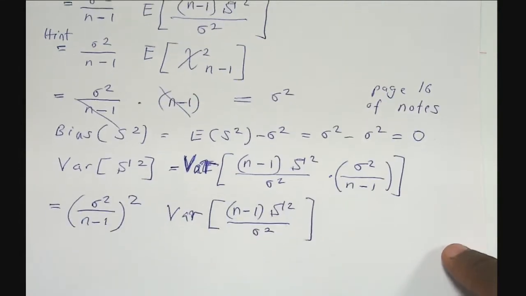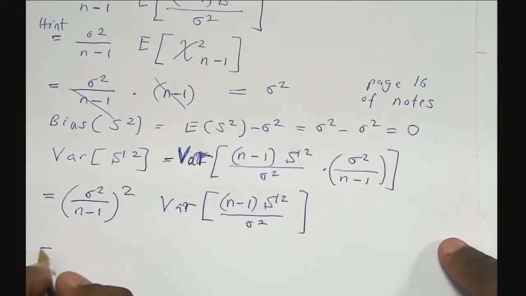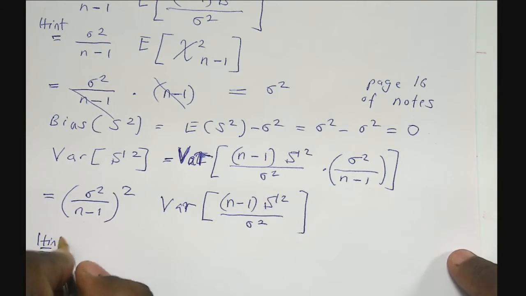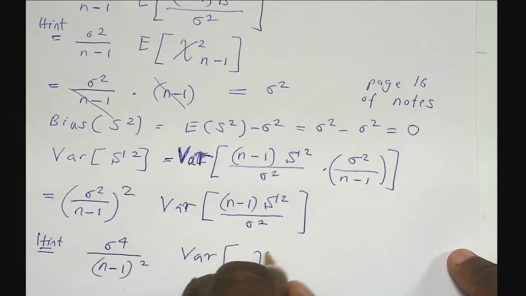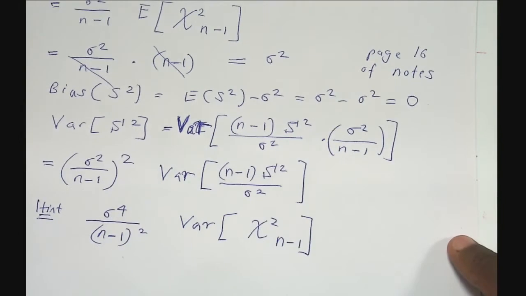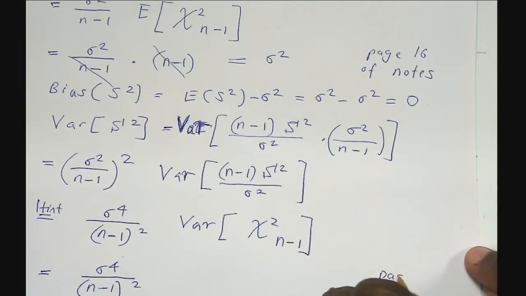Okay. Now by the hint, one more time, this is the variance of a chi-squared variable with n minus 1 degree of freedom. Okay, and this, we should look at page, I know we haven't done this yet, we should look at page 17 of the notes.